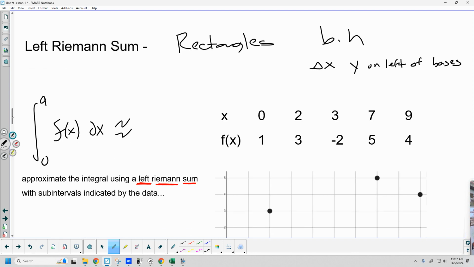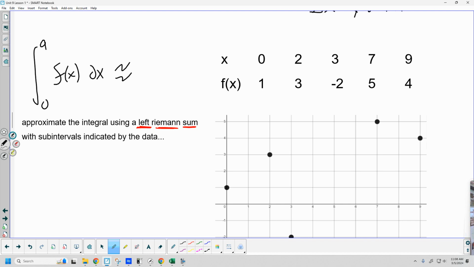Cool? So, we said approximate the integral using a left Riemann sum with subintervals indicated by the data. Subintervals references the bases, okay? Indicated by the data means use as many bases as we can, as many subintervals as we can. What does this look like? Well, our first base will be from 0 to 2. You can visualize this on your graph of f of x from 0 to 2. What is that base length? That base length is 2.